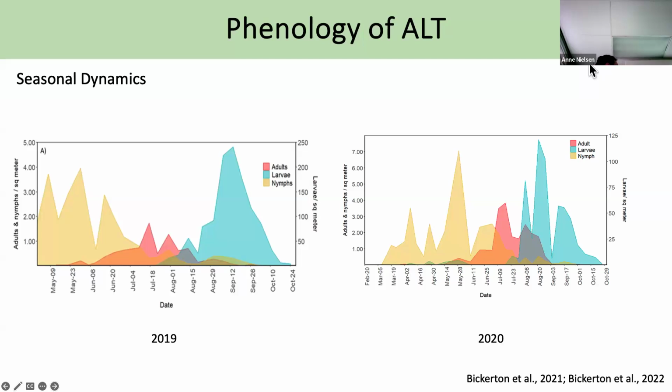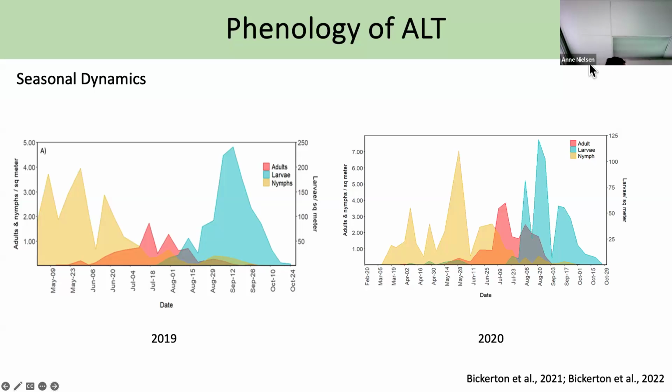The phenology follows a logical fashion in the sense that you find nymphs first, then adults, and then larvae. This doesn't happen with all tick species. Sometimes, for example in Ixodes scapularis, you first see nymphs, then larvae, and then adults, and that has to do with how they overwinter. But for this tick species, it's very straightforward.